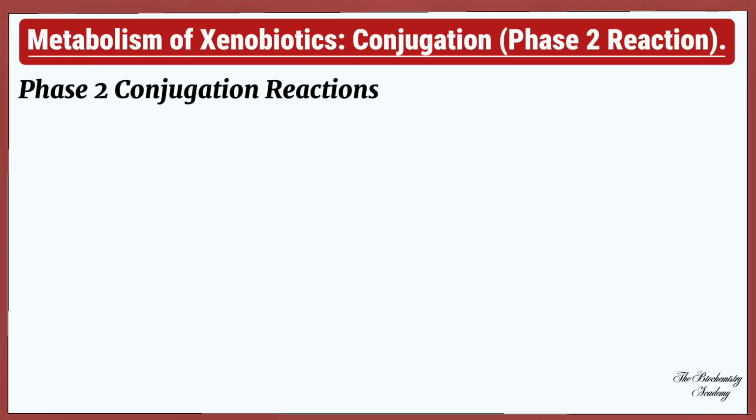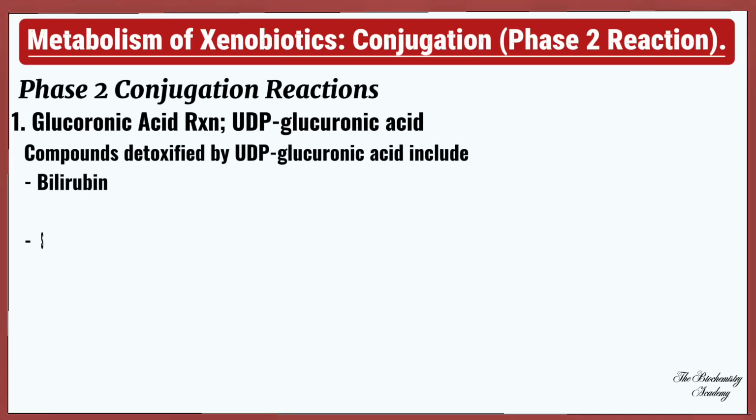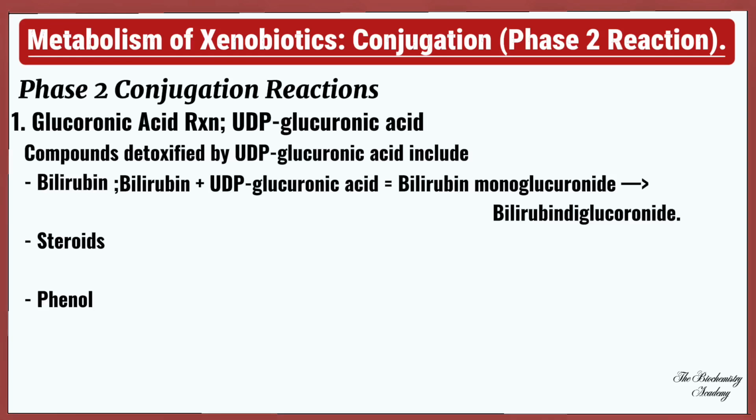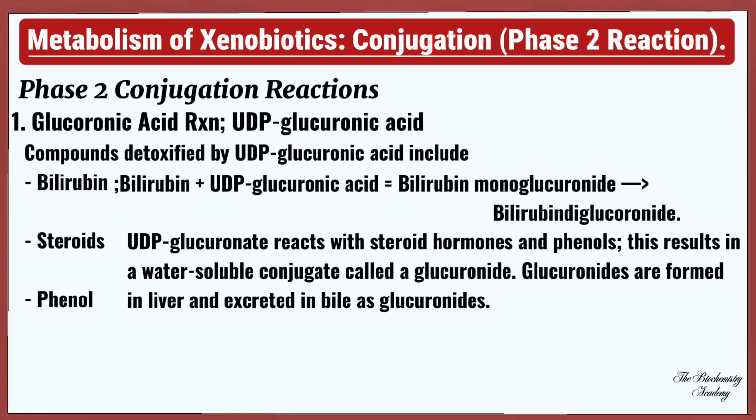The first G is glucuronic acid, and its active form is UDP glucuronate. Compounds which are detoxified by glucuronic acid are bilirubin, steroids, and phenol. When bilirubin combines with UDP glucuronic acid, it forms bilirubin monoglucuronide, which is further converted into bilirubin diglucuronide, a water-soluble form which is also excretable in our urine. It is also required for the detoxification of steroids and phenols into an excretable, water-soluble form.